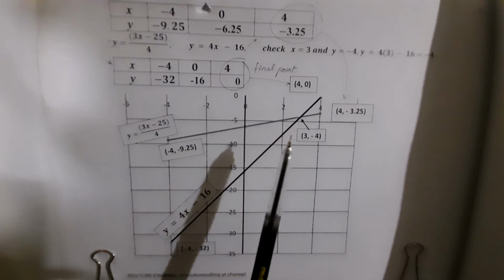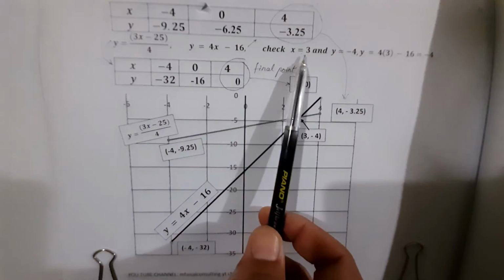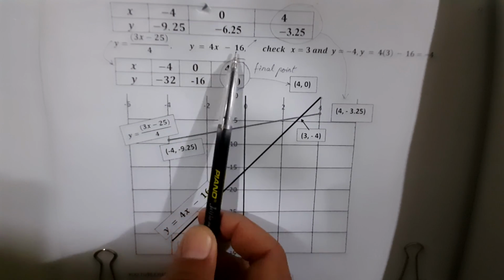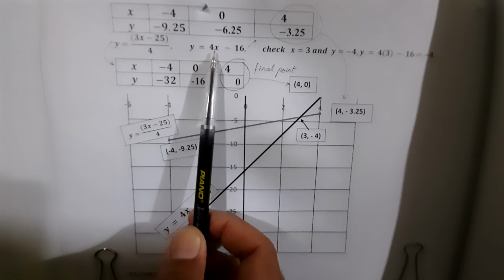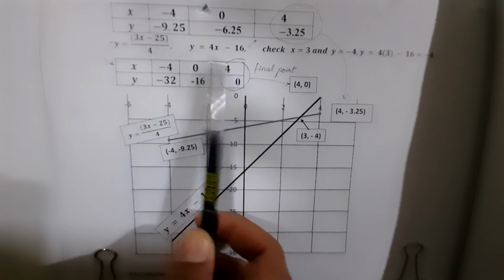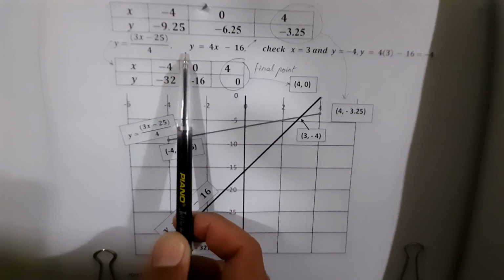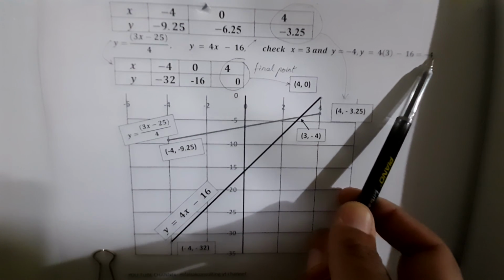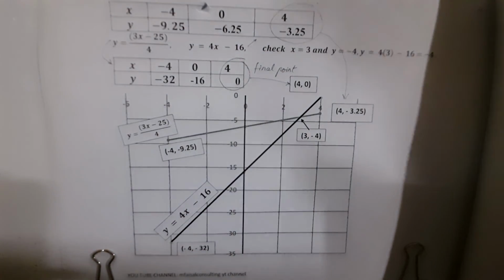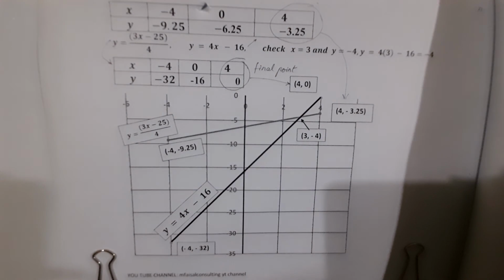So consider the point 3 and minus 4. You can check the answer: put x equal to 3, y is equal to minus 4. In the equation y is equal to 4x minus 16, y is equal to 4 into 3, 12. So 12 minus 16 is minus 4, so y is equal to minus 4. So right hand side is equal to the left hand side. With this, we have come to the end of question number 1.